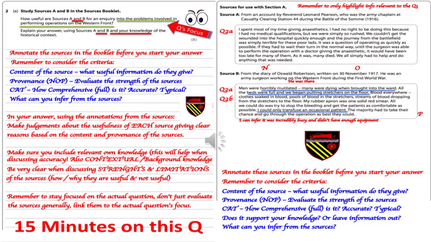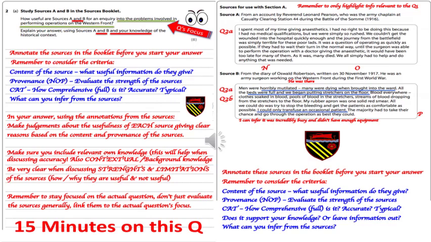Okay. What inferences can you make about the problems of carrying out operations on the Western Front? But also, what do you know about things that are related to that? So, for example, source B says, I could only transfuse an occasional patient. Well, what do you know about blood transfusions and how they were developed later on in the war?